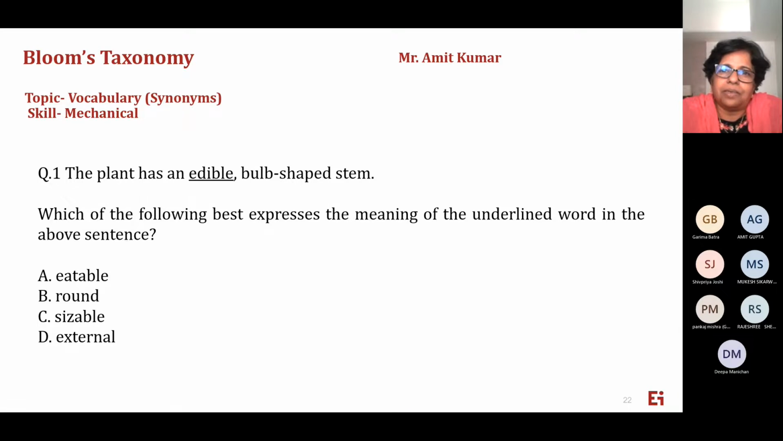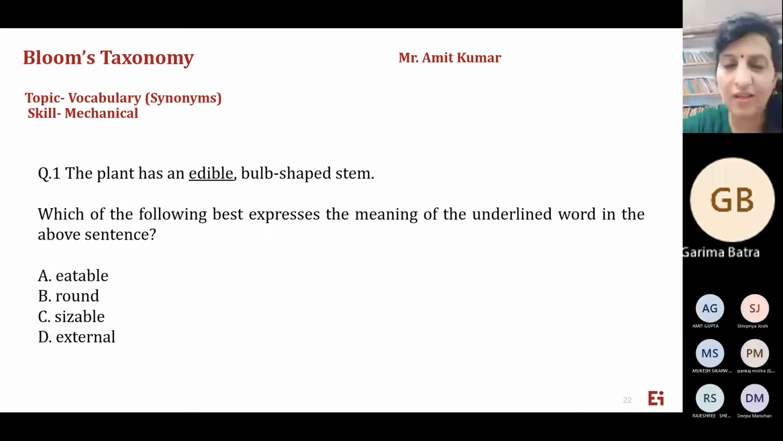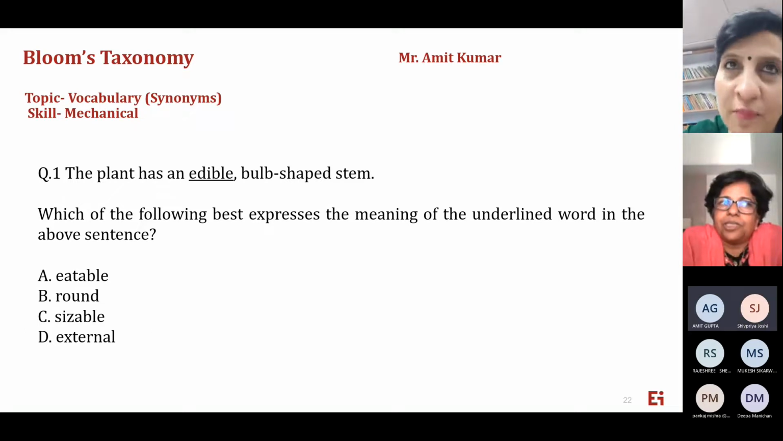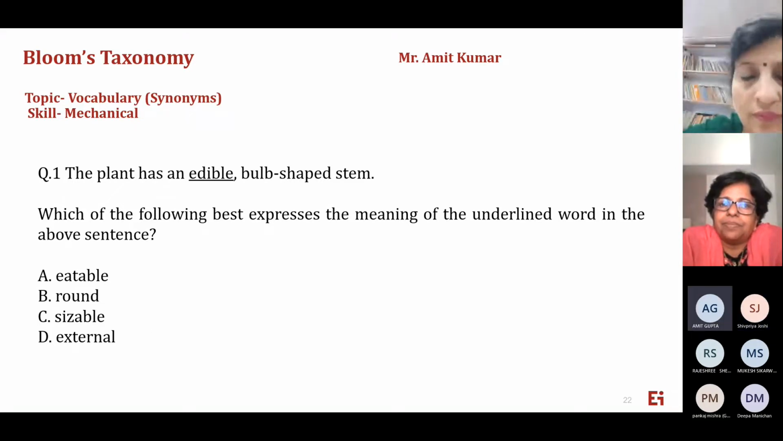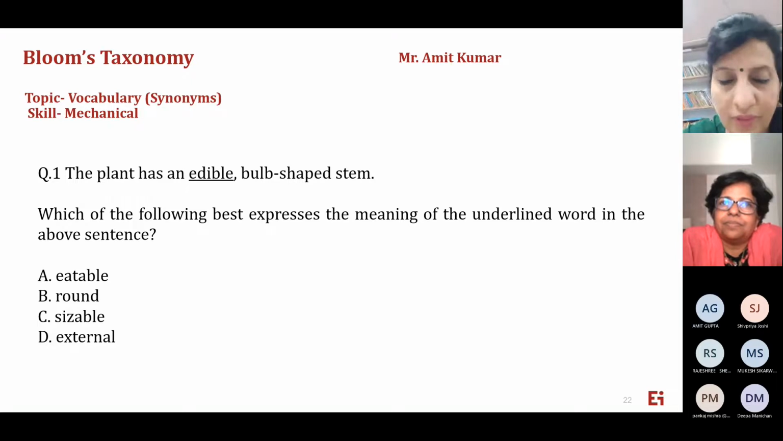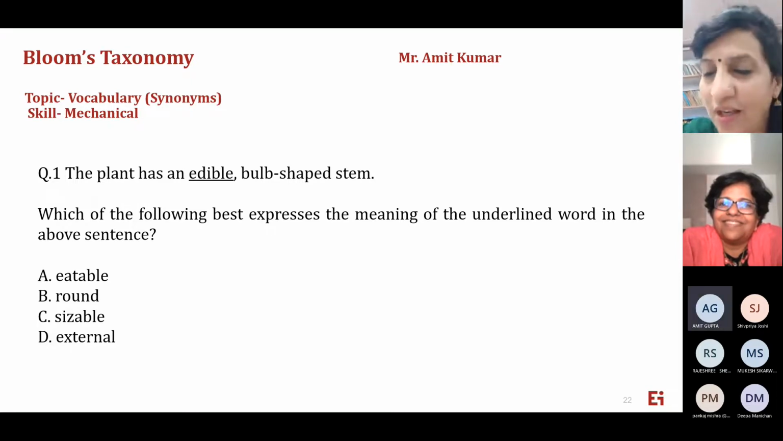Pankaj sir, does anybody else have any opinion on the tagging to mechanical? I would request Garima ma'am to give her opinion. And Joshi sir as well. Joshi sir has already said. Garima ma'am, please. Thank you so much, Amit sir, for giving me this opportunity.